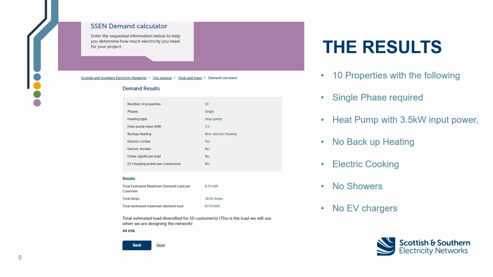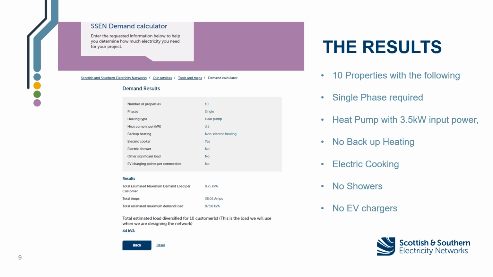So the results that we've got here, the first part is a nice summary of all the results of everything that you entered. So if you've made a mistake, you can very easily see that. Moving on to the results itself, the first part is the maximum demand load per customer in kVA, and also then in amps.